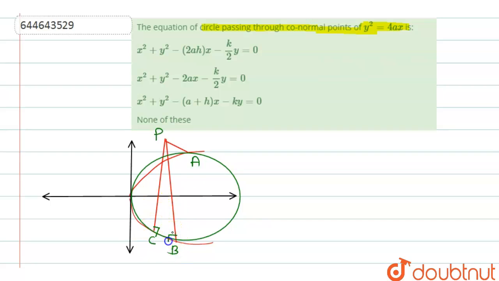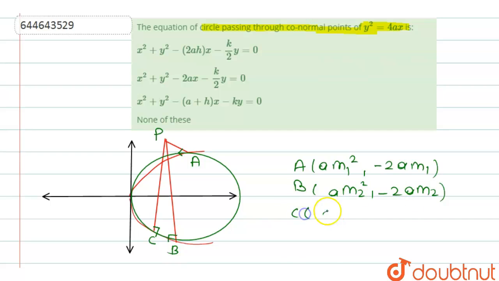So this angle is 90, this angle is 90, and this angle is also 90, and this one is the circle passing through these points, and A, B, C are all co-normal points. So the coordinate of A can be written as a m1 squared, minus 2 a m1, and the coordinate of B can be written as a m2 squared, minus 2 a m2, and the coordinate of C can be written as a m3 squared, minus 2 a m3.